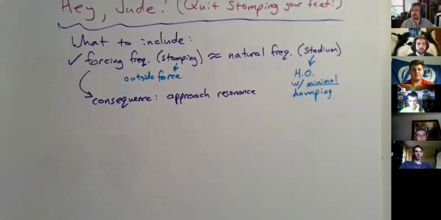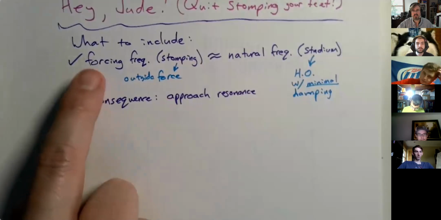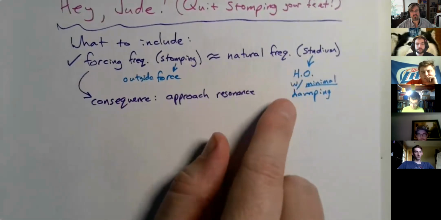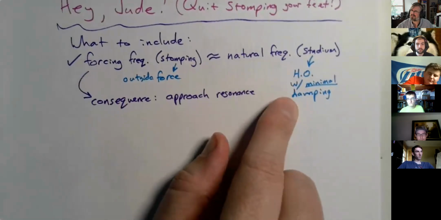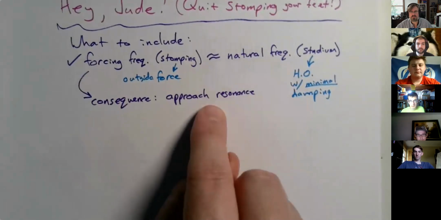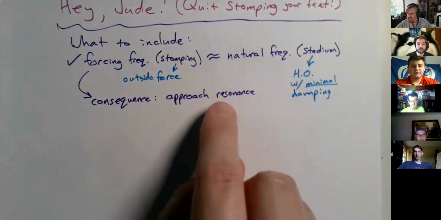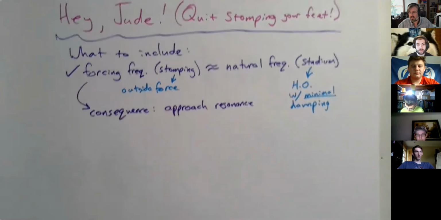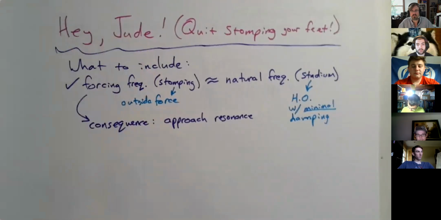So what part of the question have we not really addressed? Why it doesn't happen with other songs? Why is it only Hey Jude? So we've got the forcing function being the stomping. We've got the natural frequency being related to the stadium. We've got minimal or no damping. There's definitely damping on a stadium like that, but maybe minimal damping. And the consequence of this is that we expect it to approach resonance. And that resonance you could connect with this violent shaking of the stadium. But the one thing that we have not addressed at all is the actual song. Why is it Hey Jude and not others?